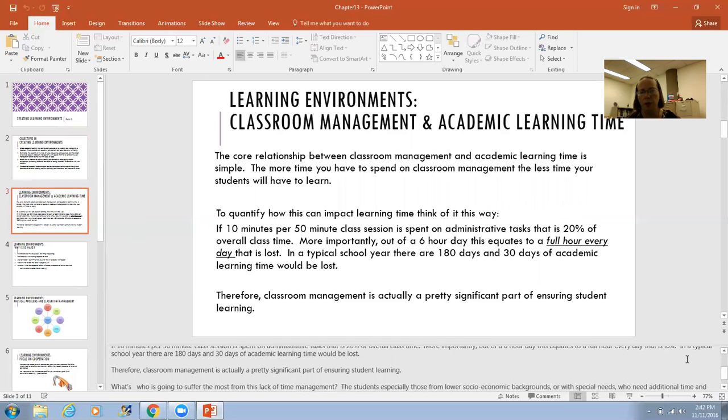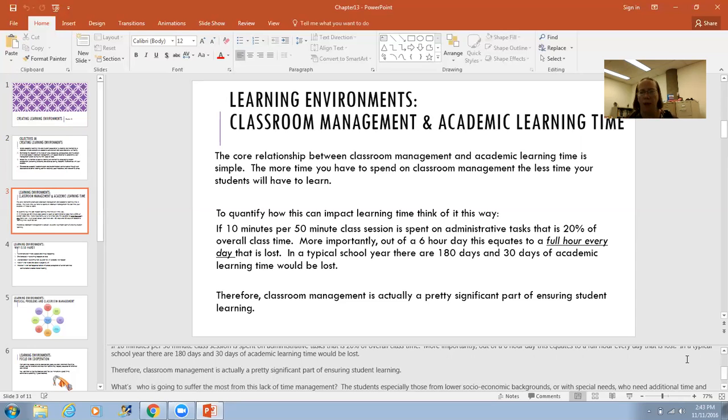10 minutes per 15-minute class section is spent on administrative tasks. That is 20% of overall class time. But more importantly, out of a 6-hour day, this equates to a full hour of every day that is lost. So in a typical school year, there are 180 days, and 30 days of academic learning time would then be lost just to administrative tasks.